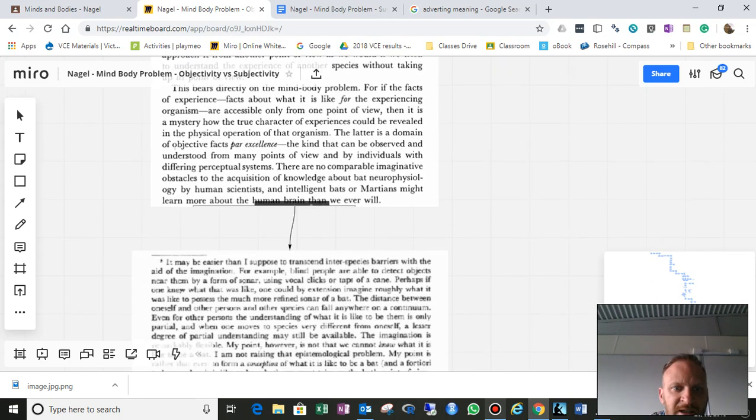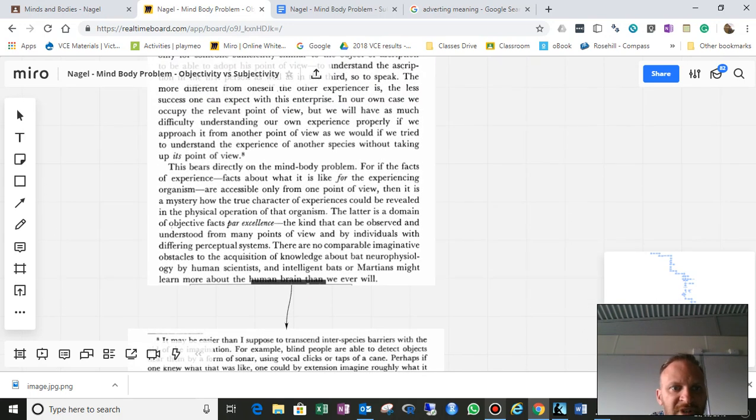Now here, it's got a huge footnote. Have a read of the footnote. This bears directly on the mind-body problem. For the facts of experience, facts about what it is like for the experiencing organism to be the experiencing organism, he didn't say that, but I'm just putting it in there, are accessible only from a point of view. So in other words, the complete facts about what it is like are only accessible from one point of view. Take a note. Then it is a mystery how the true character of experiences could be revealed in the physical operation of that organism.